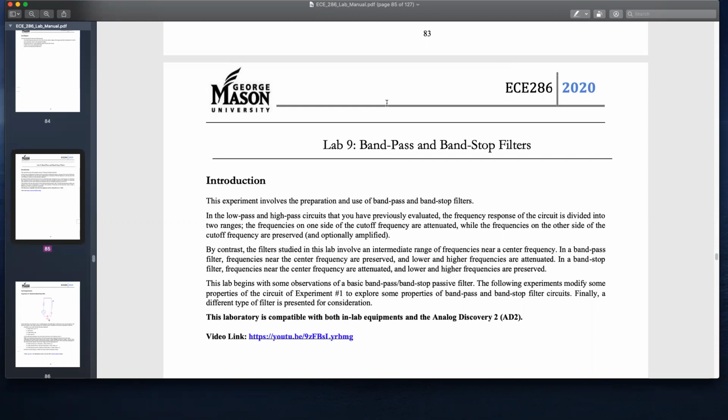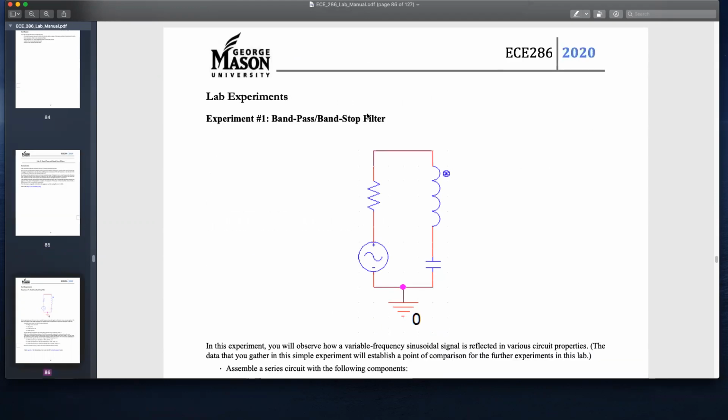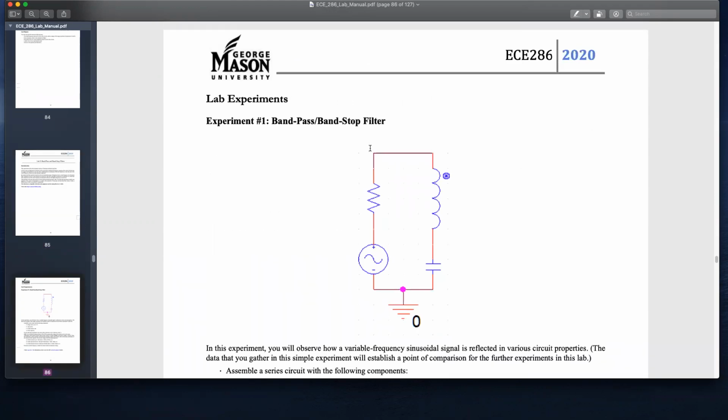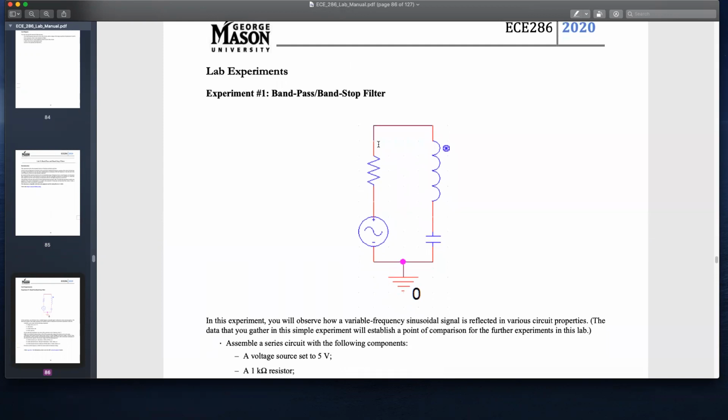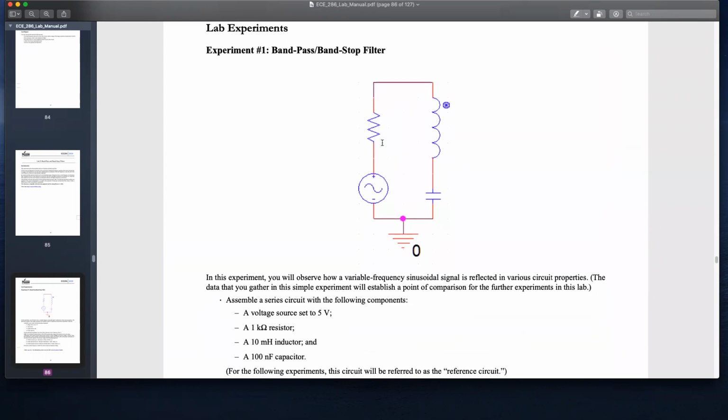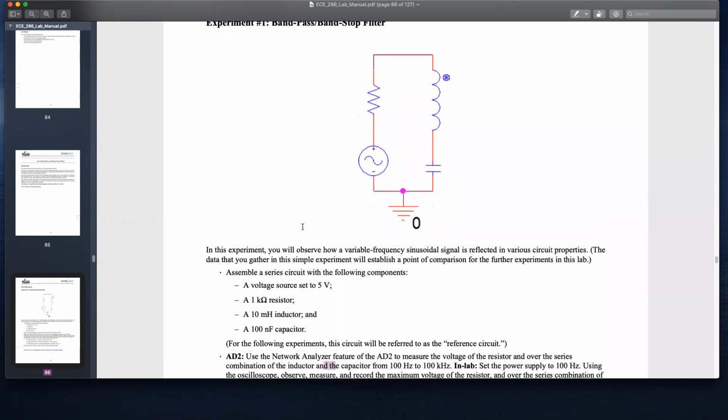Hi, I'll go over how to do lab 9 of ECE 286, which is regarding bandpass and bandstop filters. For experiment 1, you just have a simple RLC circuit with a 1K resistor, 100 nanofarad capacitor, and a 10 milliohm inductor all in series. You're inputting a 5-volt source, and you're essentially measuring the frequency sweep across a combination of reactive elements. So you're just measuring the voltage drop from this node compared to ground.